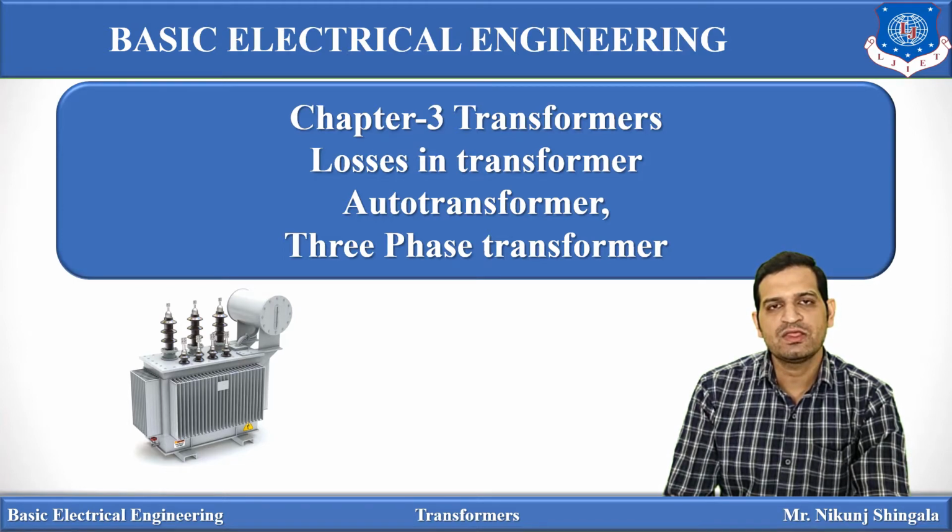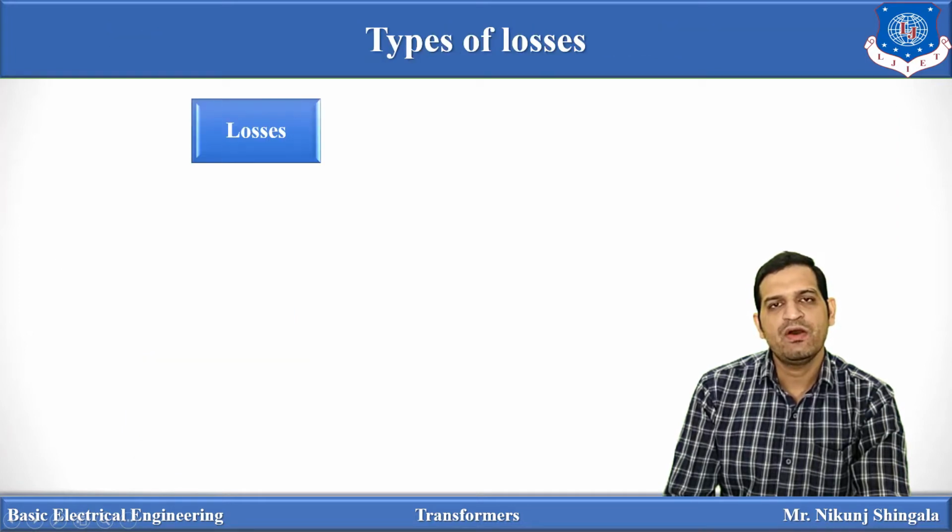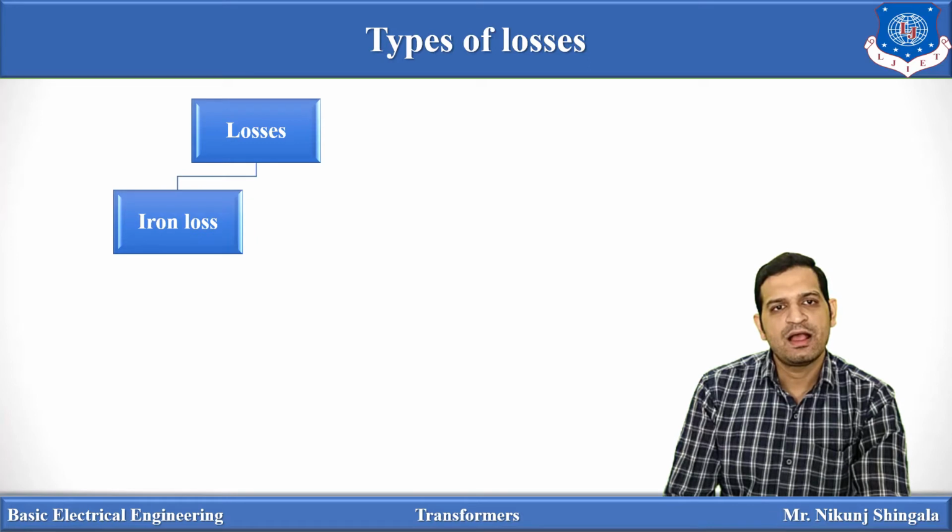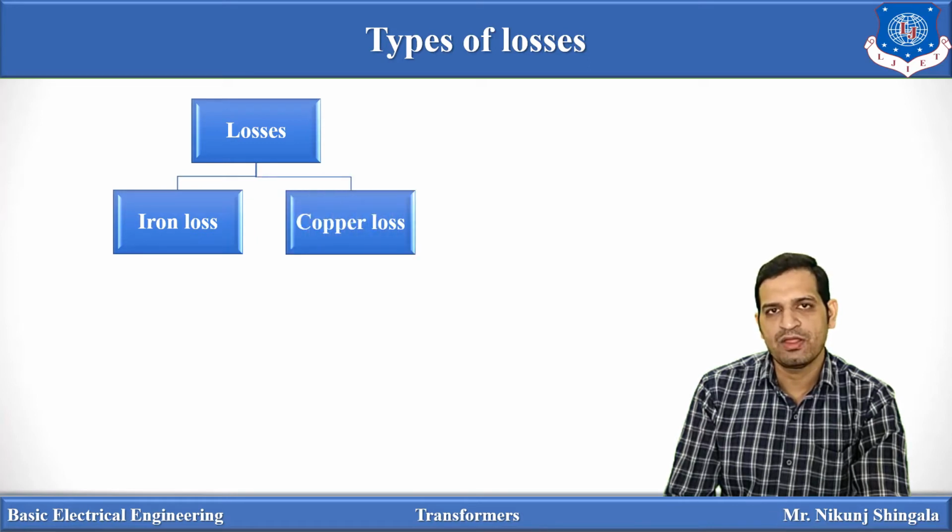In the previous video lectures of the transformer, I have discussed the ideal and practical transformer, EMF equation of the transformer, and its construction. So let us start this lecture first with the losses in the transformer. We have already discussed that there are basically two types of losses in the transformer. The losses in the transformer are classified into two parts, that is iron losses and copper losses. We have already discussed these two losses in the previous video lecture.